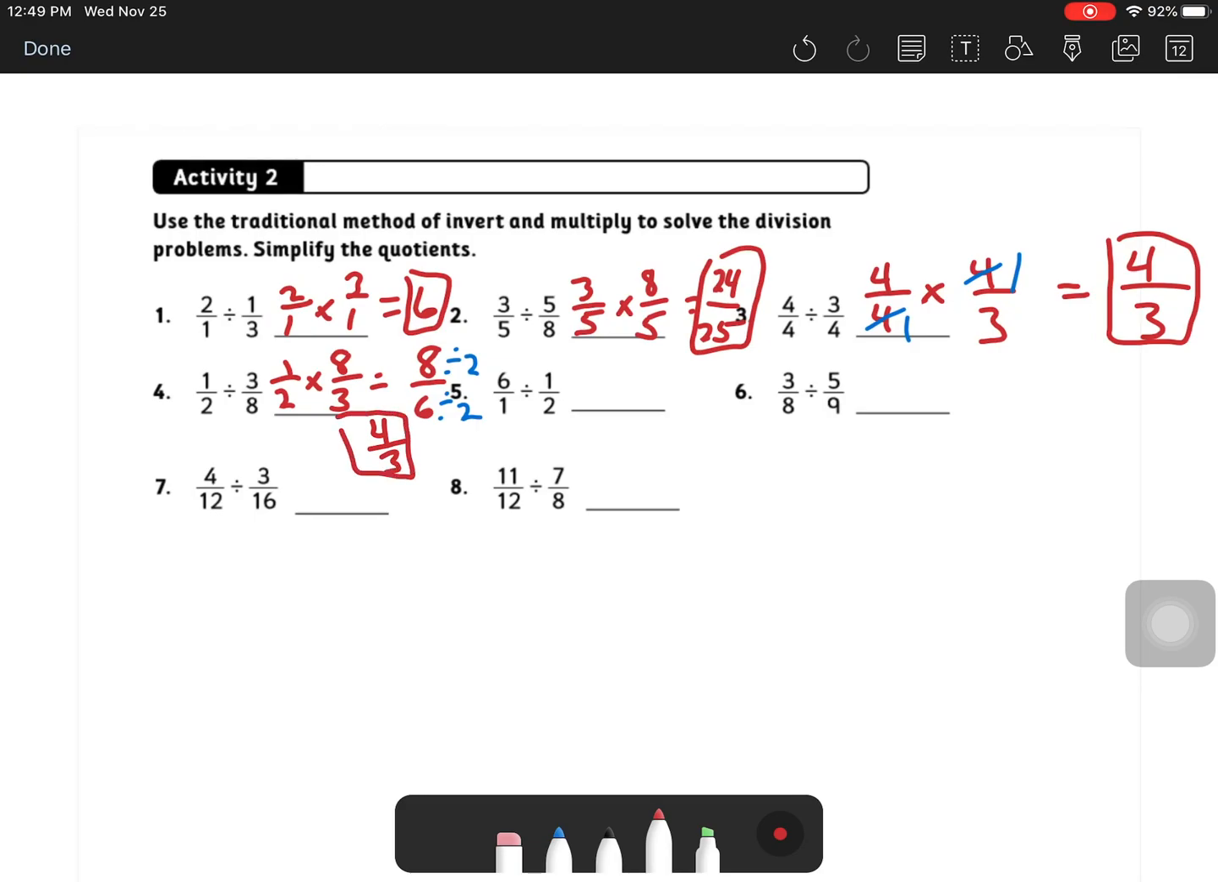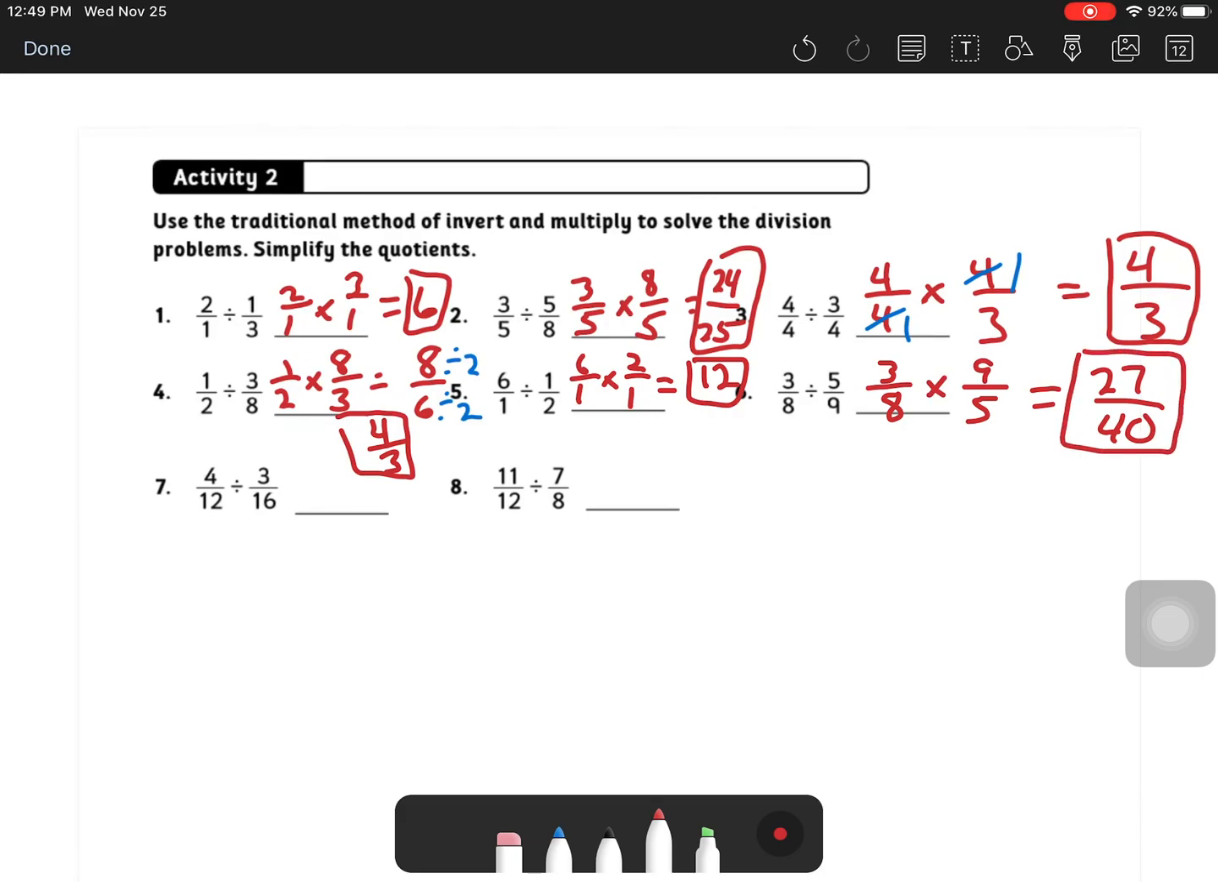Okay, here I've got 6 over 1 times 2 over 1. 6 times 2 is 12, and 1 times 1 is 1, so 12 over 1, which is just 12. And then I've got 3/8. This would be times 9/5. And if I multiply across, 3 times 9 is 27. 8 times 5 is 40. And that does not simplify.